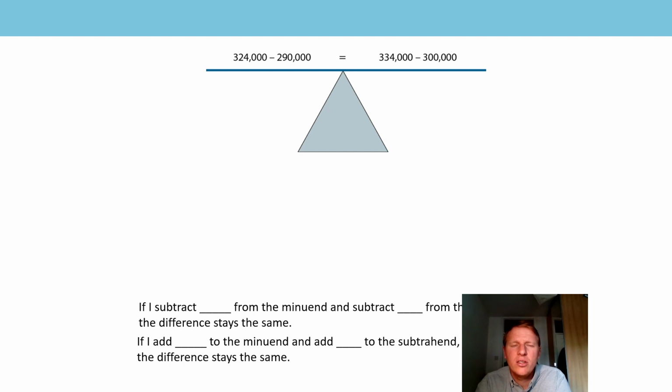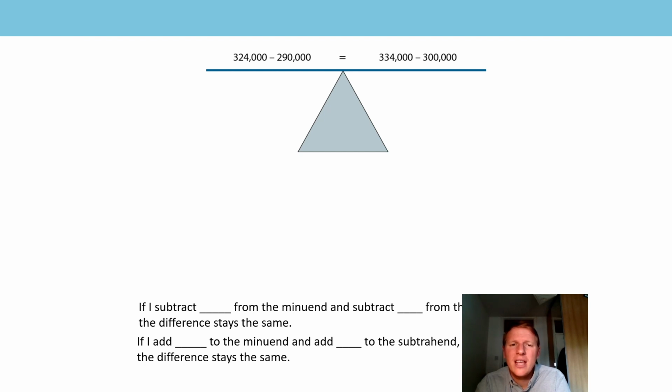We've got 324,000, and then on the other side we've got 334,000. Has that minuend increased or decreased? It's increased, hasn't it? How much has it increased by? Think carefully about your place value. It's increased by 10,000, hasn't it?